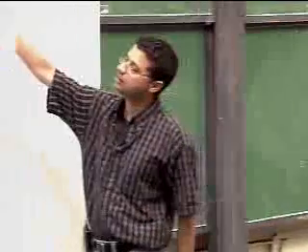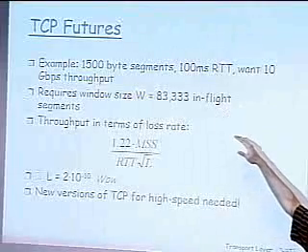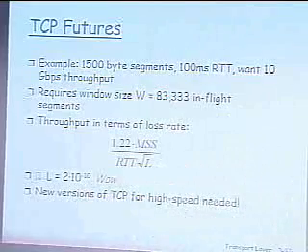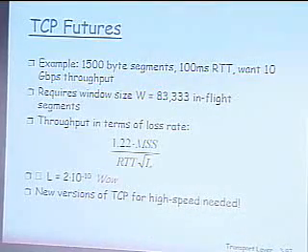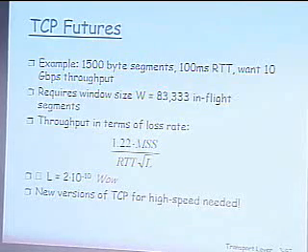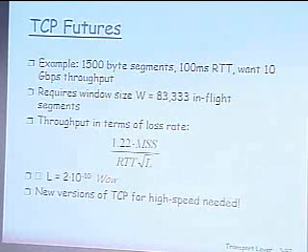To maintain a window size that high, your loss rate, or the loss probability, is going to be 2 into 10 to the power minus 10, which is very, very, very small.